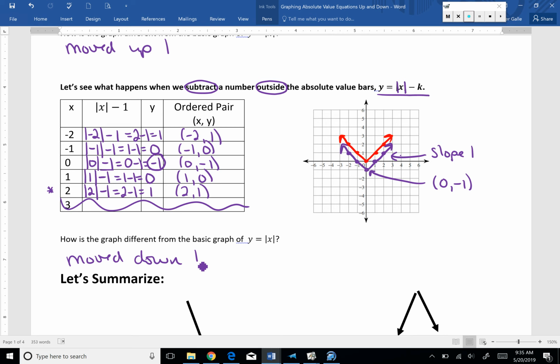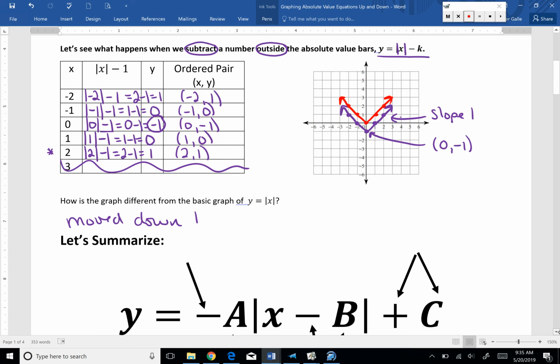So all in all, hopefully what we've learned is that adding and subtracting causes our graph to move or to shift. It might be left or right, it might be up or down. Adding and subtracting, though, does not change my slope at all. It does not cause my graph to reflect either. Adding and subtracting can just move or shift our graph. So we have all the different pieces that we need.